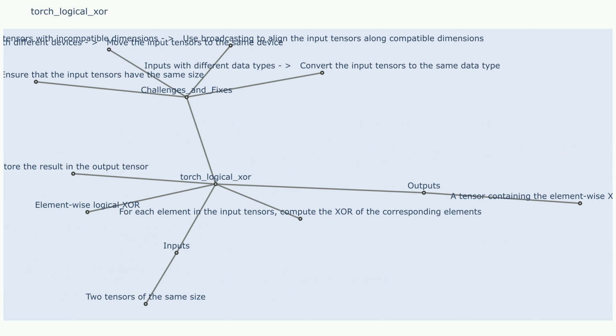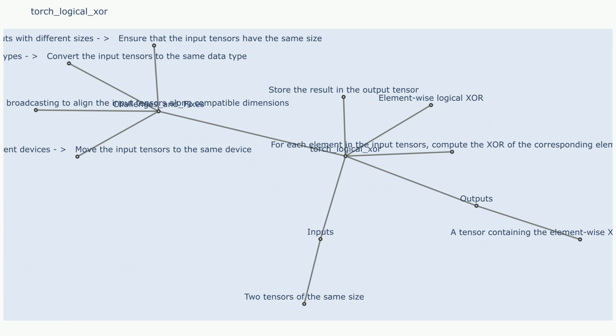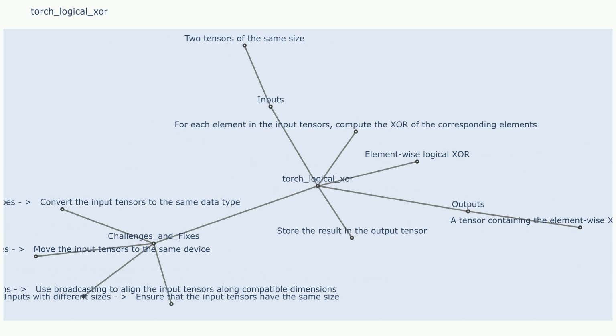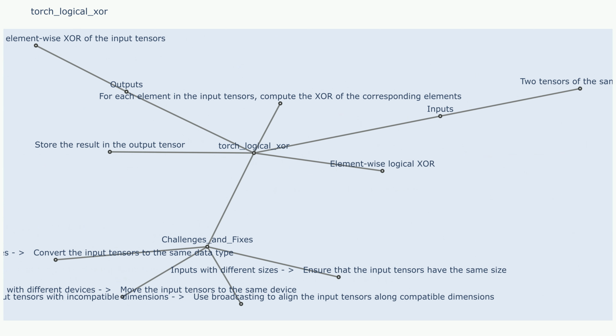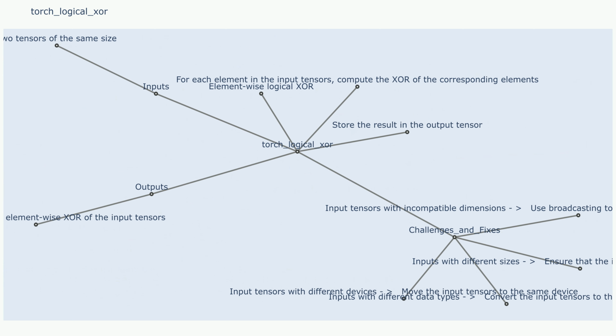Input 1: torch.tensor([True, False, True]). Input 2: torch.tensor([True, False]). Fixes to challenge 1: ensure that the input tensors have the same shape. Use torch.broadcast_tensors to automatically broadcast the input tensors to a compatible shape if they are not already.